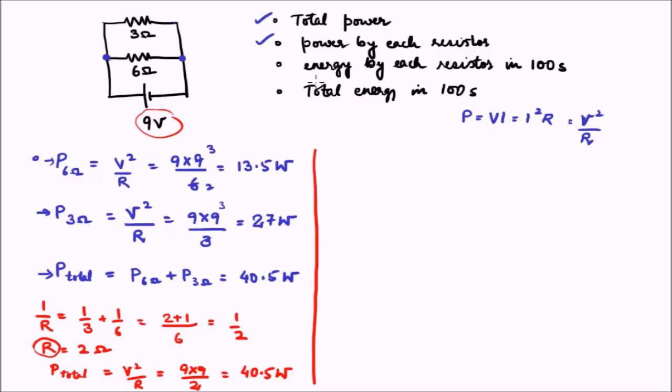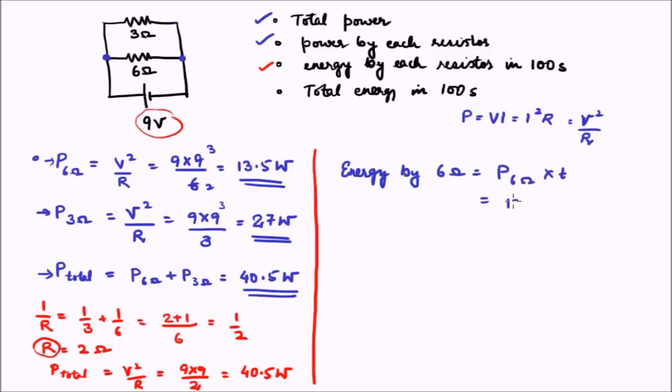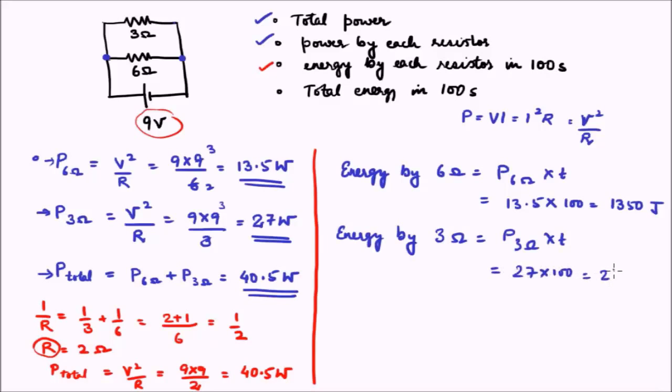Fine. Now let us see what is the energy consumed by each resistor. This should be pretty straightforward now, because we have found out the power by each individual resistor and also the power consumed by the total circuit. So part 3 and part 4 should be pretty straightforward. Even then, let's calculate. Energy by 6 ohm is power for the 6 ohm multiplied by time. That gives me 13.5 times 100, which is 1350 joule. Energy by 3 ohm, power of 3 ohm times time, that is 2700 joule.